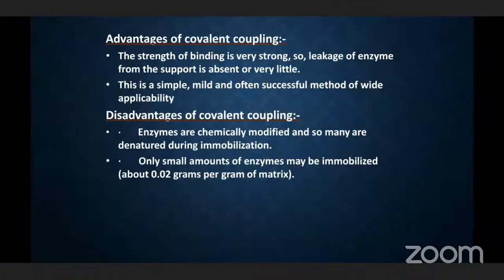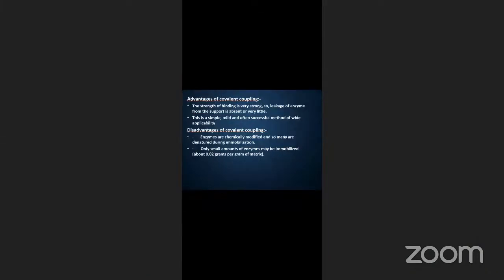So the advantages of covalent coupling are that the strength of binding is very strong. You all know covalent bonds are very strong. Leakage of enzyme is little or absent. It is a simple, mild and successful technique. Whereas the disadvantages are that enzymes are chemically modified and sometimes they can be denatured, and a small amount of enzyme is immobilized.